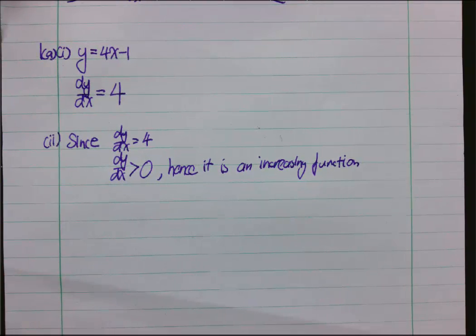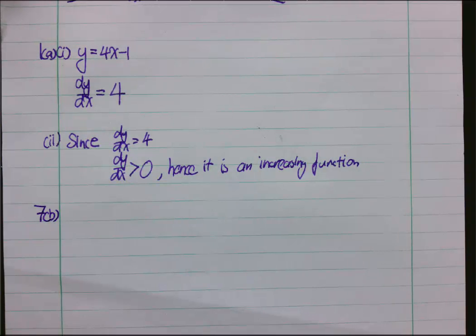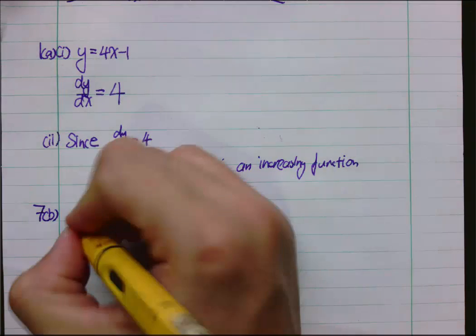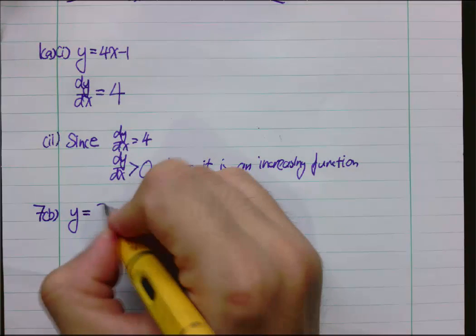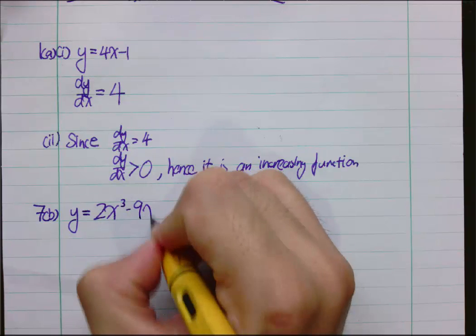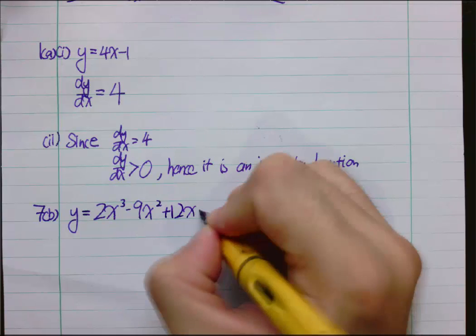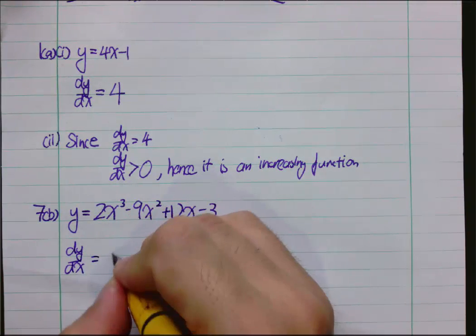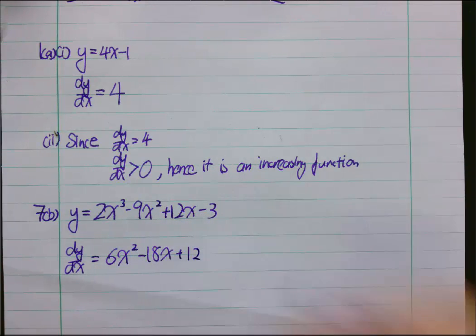Simple enough for the first question of 15.2. Now I'm going to skip ahead and do question 7b. 7b is: find the range of values of x for which each of the following functions is decreasing. First, y equals 2x cubed minus 9x squared plus 12x minus 3. So first I find my gradient, which is equal to 6x squared minus 18x plus 12.